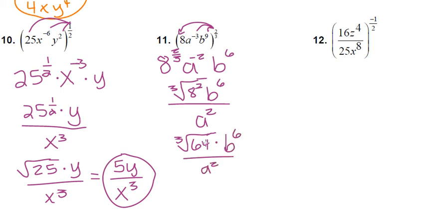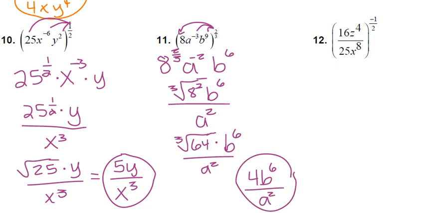Well, the cube root of 64 is 4. So summer math, guys, it matters. I know it's been a while, but the cube root of 64 is 4, so that's 4b to the power of 6 over a squared. And that right there is going to be your final solution.